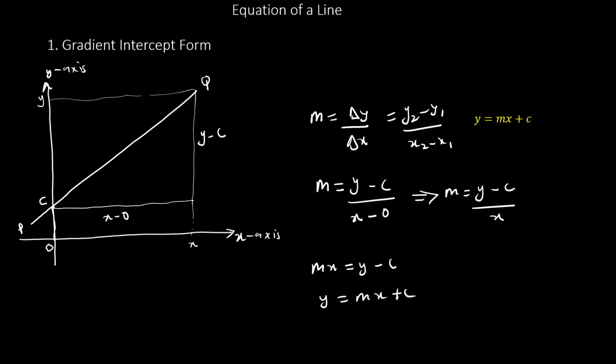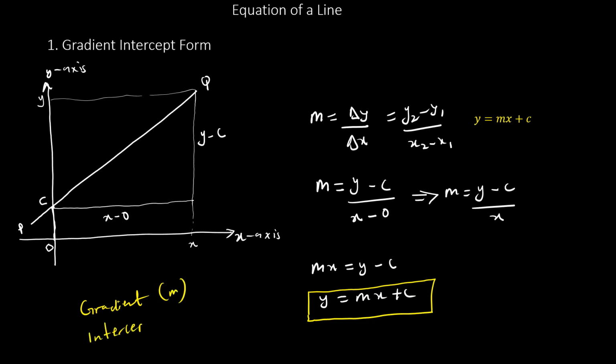So that gives us the equation of the straight line, the first method of getting the equation of a straight line, y equals mx plus c. Why do we call this gradient intercept form? Because we can use this method to get the equation of a straight line if you have the gradient, which is the m, and the intercept, which is the c. So if you are given the slope of a line and the intercept on the y-axis, we can use these two pieces of information to get the equation of a straight line. That is why the first one is called the gradient intercept form.